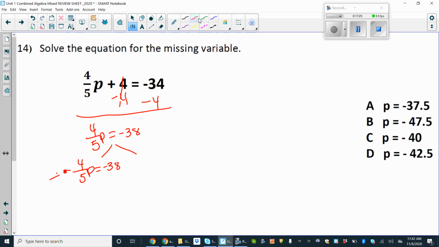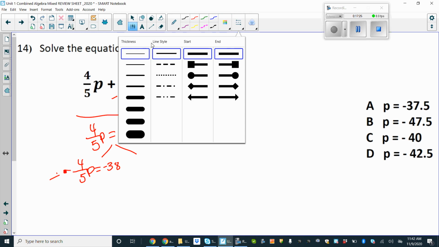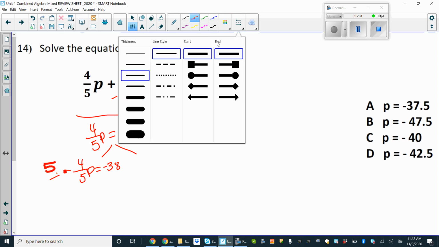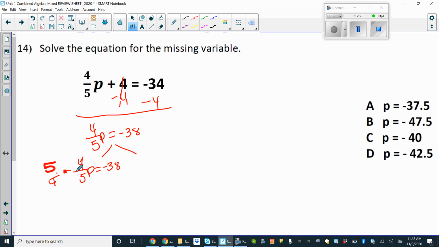So the fraction flipped is 5/4. And when you multiply by the reciprocal, the 4's cancel out, the 5's cancel out. You multiply this side by the reciprocal. 5/4, sorry.